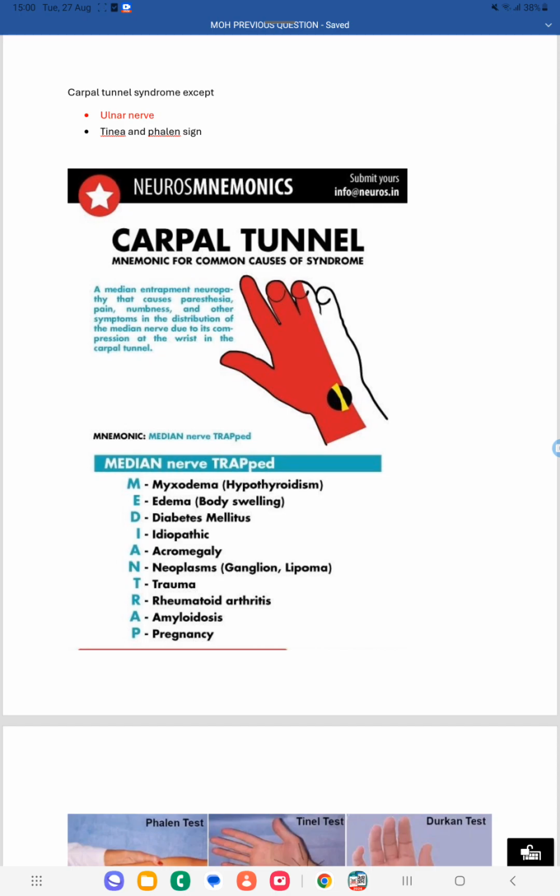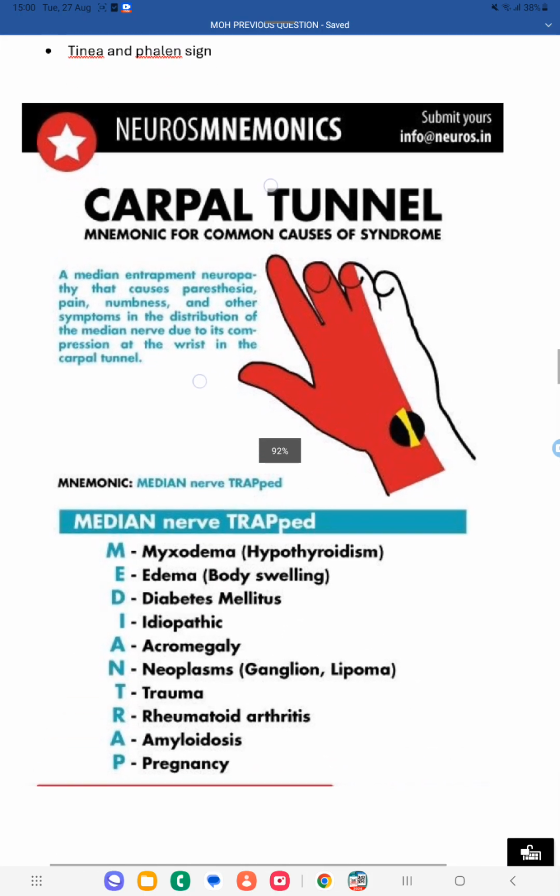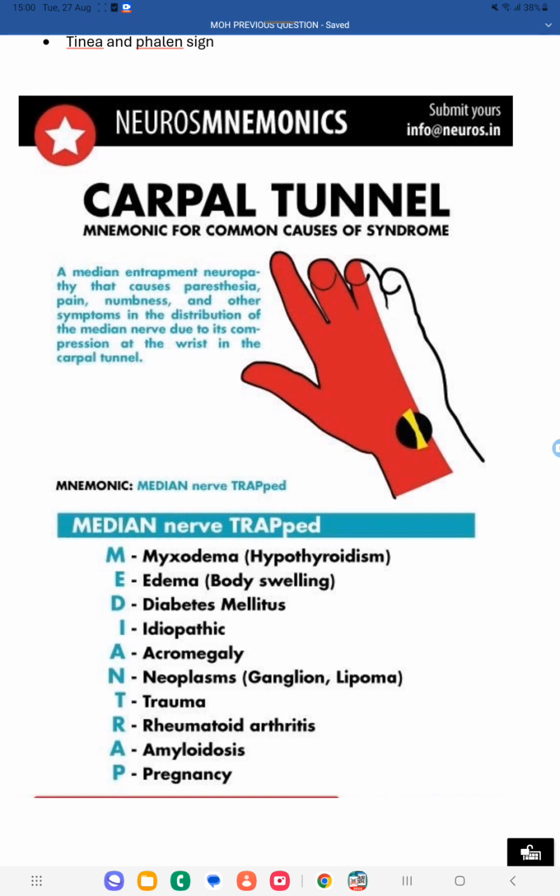First of all, we have to know that in carpal tunnel syndrome there is a compression happening in the median nerve. Okay, so it is a median nerve entrapment. The median nerve supplies the thumb, index finger, middle finger, and half of the ring finger. Okay, not the little finger, the ring finger. So these are the fingers supplied by the median nerve.